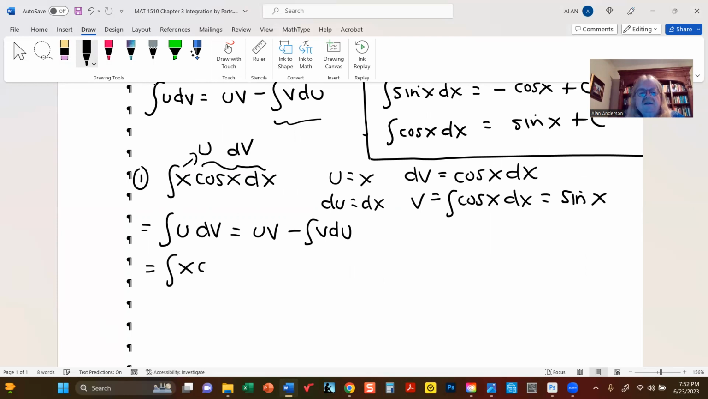x cosine x dx. Oh, sorry. No, this doesn't go here. I'm copying the wrong thing. Hold on, I'll move it over here so it's clear. u is x. v is sine x.